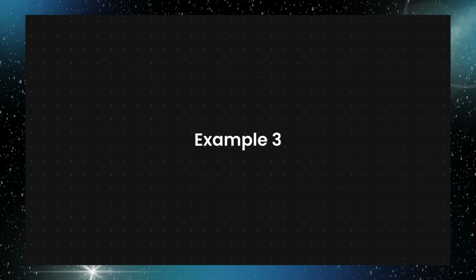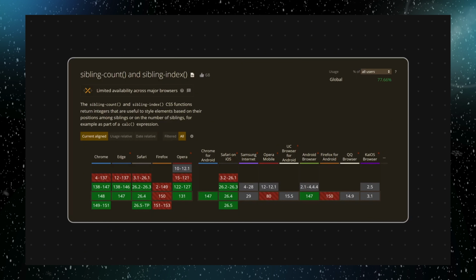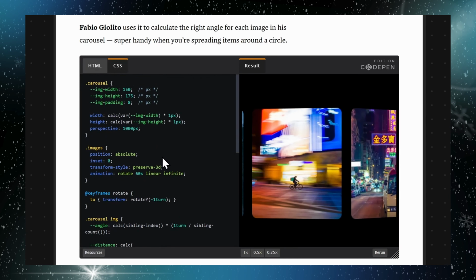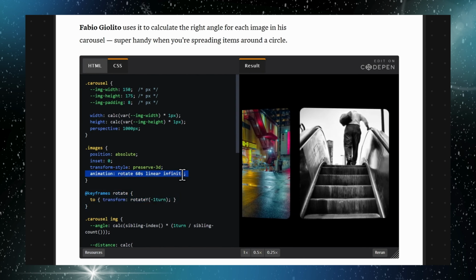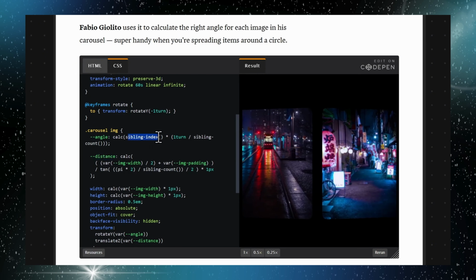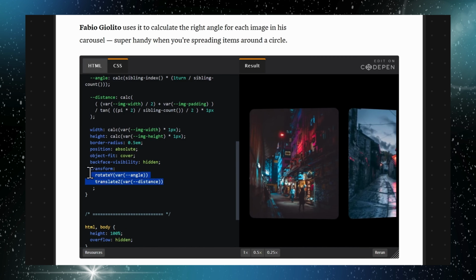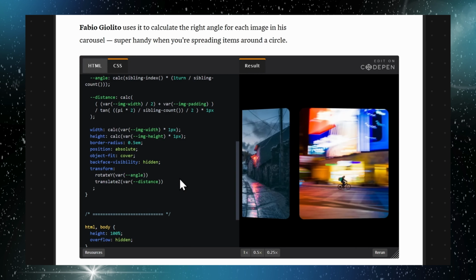Now before checking out the next example, you should know that browser support is still limited, and these functions currently don't work in Firefox yet. But this feature is definitely something to be excited about, because with some clever math, you can build something like this. I found this 3D image carousel animation built with just HTML and CSS. Now here's what he did to build this. First, he enables transform-style preserve-3d, and then applies a rotate animation to the whole carousel. After that, each image calculates its own angle and distance using sibling-index and sibling-count, and some trigonometry. Once CSS has those values, it can use them directly inside the transform property to rotate each image around the circle, and then push it forward in 3D space.